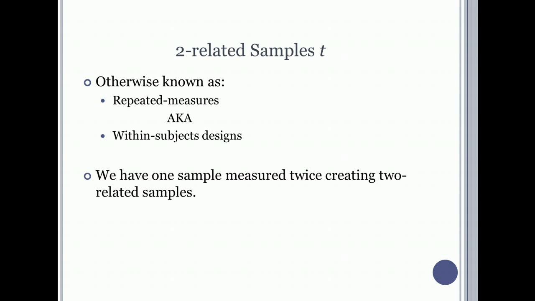So the most common example of this is where we have one sample measured twice, creating two related samples. So an example would be a pre-test versus a post-test. So you would test someone first as a baseline and then intervene with some sort of treatment, and then you would have a post-test.